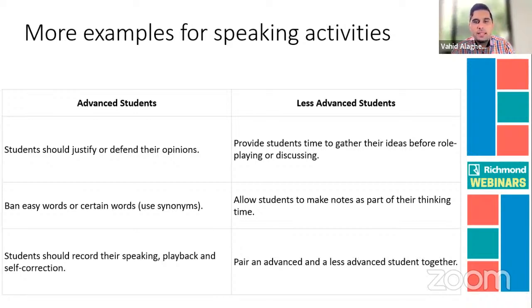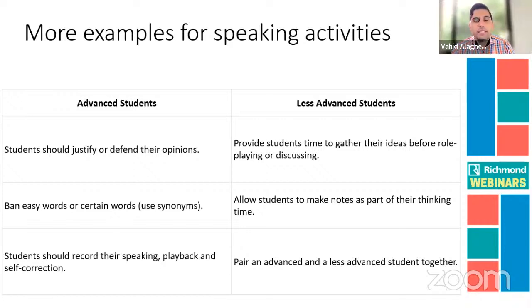And the last idea for less advanced students is one that I really like, pairing advanced and less advanced students, because they can learn something from each other, the ideas are going to be shared, and both of them would increase.